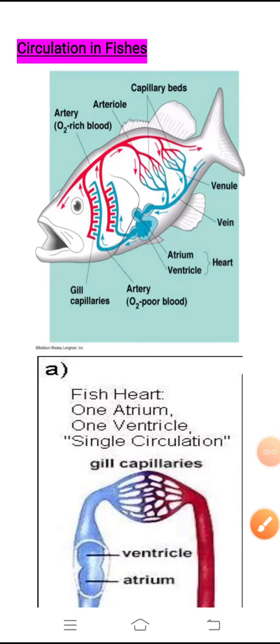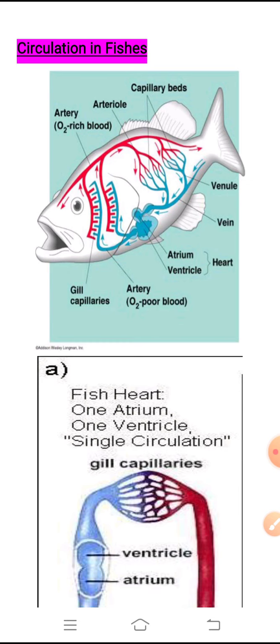Good morning, dear students. In this session, we will be discussing circulation in various organisms. Before that, I would like to tell you that the circulatory system is broadly classified into two types. The first one is the open circulatory system and the second is the closed circulatory system. I'll tell you one major difference between them.